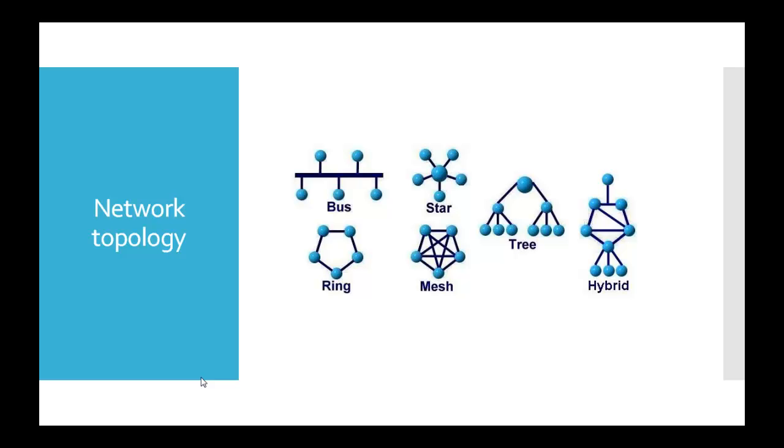Computer networks may be classified according to the network topology upon which the network is based, such as bus network, star network, ring network, mesh network, star bus network, tree network, and so on.